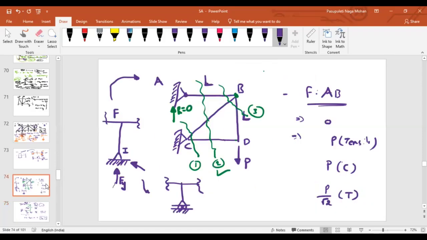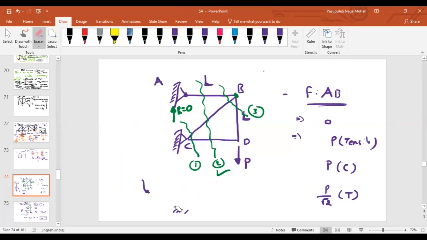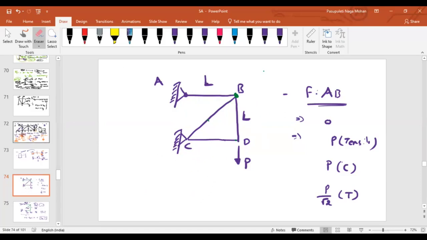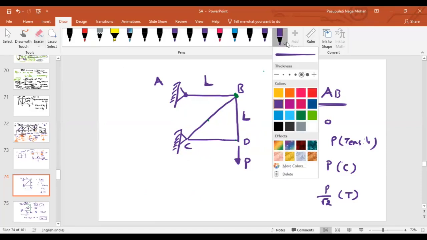Now I don't want to use method of joints, and I don't want to use method of sections. Tell me another way. I am interested in the member force in AB, nothing else. Should we first find out the zero member forces? No, why are you interested in zero member force?